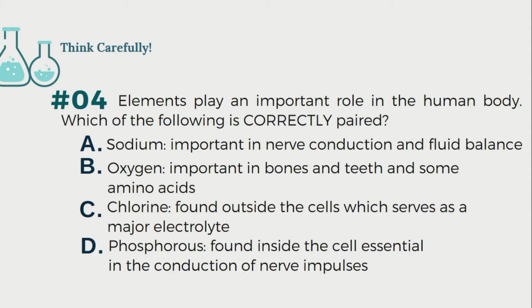Question number 4. Elements play an important role in the human body. Which of the following is correctly paired? A. Sodium, important in nerve conduction and fluid balance. B. Oxygen, important in bones and teeth and some amino acids. C. Chlorine, found outside the cells, which serves as a major electrolyte. D. Phosphorus, found inside the cell, essential in the conduction of nerve impulses.